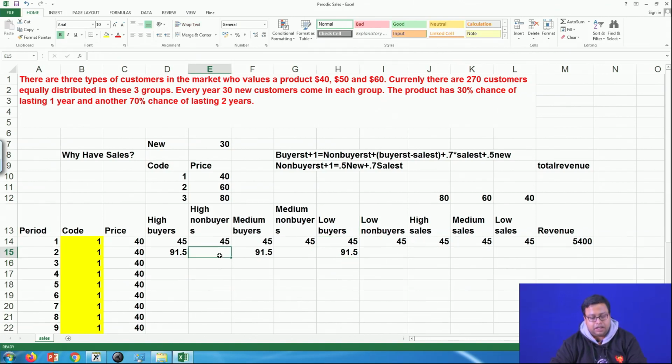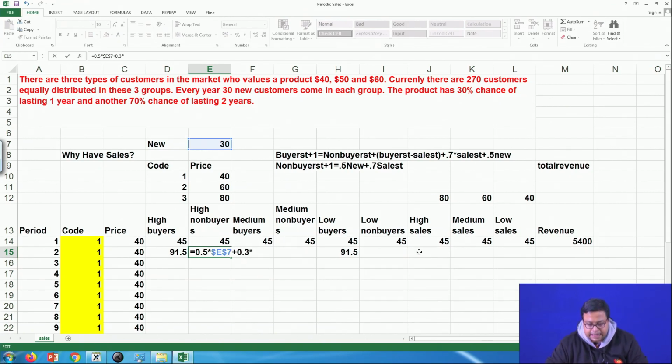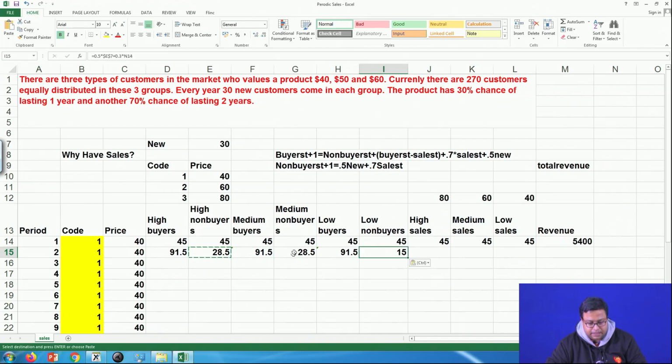Now, who are the potentially non-buyers? These guys are 0.5 into this, and I will put an F4 here, plus 0.3 into the sales at T. So, that is something that is common. I will copy it and paste it here, copy it and paste it here, and check. For this one, it is not L4, it should be K4, K14, and for this guy it should not be N14, it should be L14.